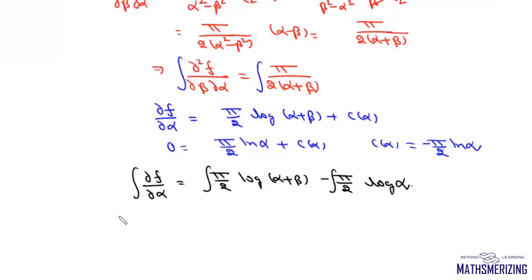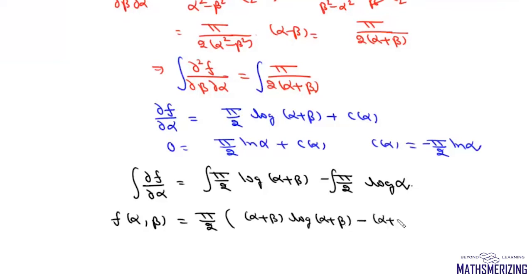So we can write f alpha beta will be pi by 2. Now this integral will be alpha plus beta log alpha plus beta minus alpha plus beta, and then this second integral which is minus pi by 2 alpha log alpha minus alpha, and plus c as some function of beta. Now here pi by 2 alpha will cancel.